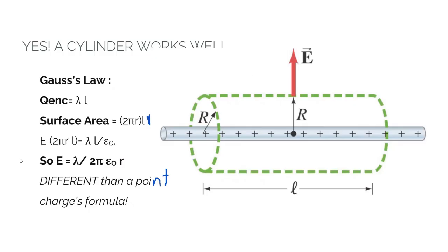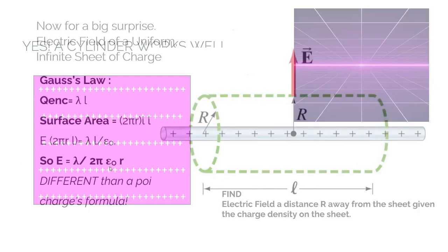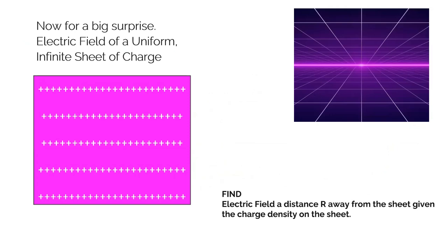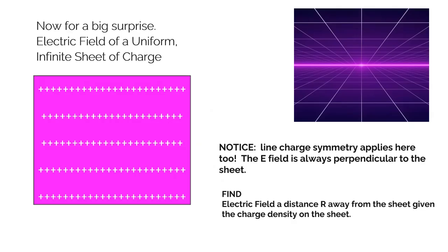Okay. So now I'm going to do one more example. I hope that you're going to get a big surprise from this one. The electric field in a uniform infinite sheet of charge. So I'm going to find the electric field a distance r away from this sheet, and I will be given the charge density. Notice the line charge symmetry is going to help us here. We know the E field is perpendicular to the sheet because it's just a bunch of line charges. You just have to think of them as an infinite set of line charges.